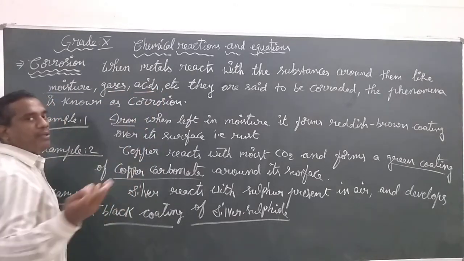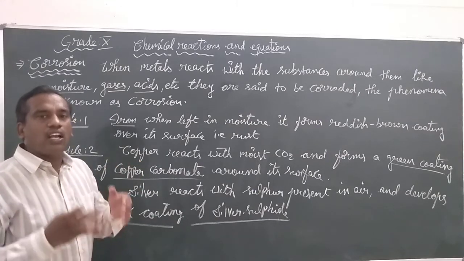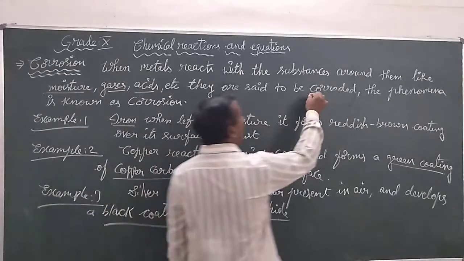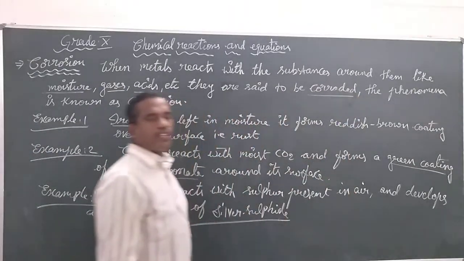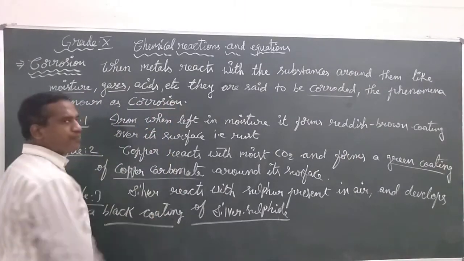So these three examples we have understood: metals react with the moisture or the gases around them, or they react with acids, which results in the loss of their surface. That is what we call corroding, and the phenomenon we call corrosion.